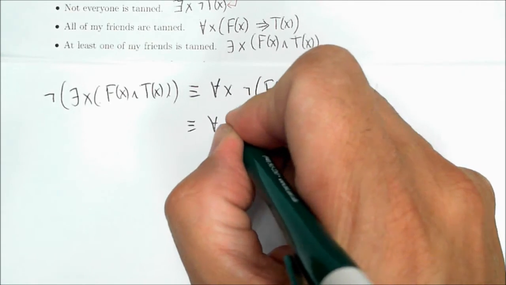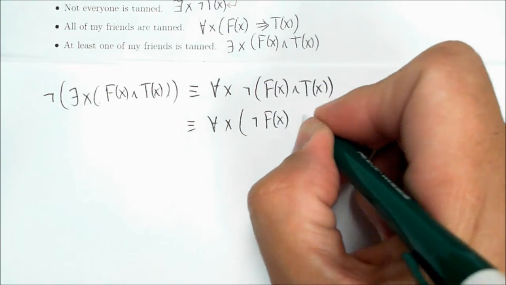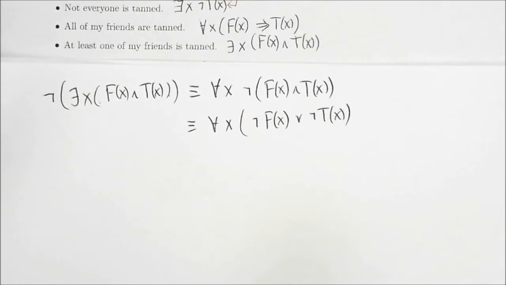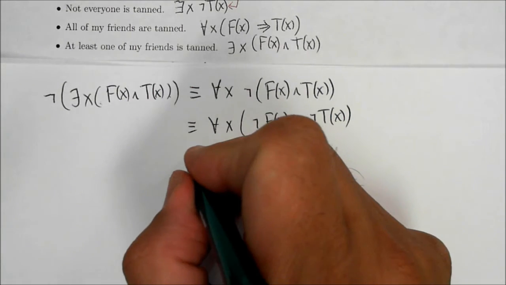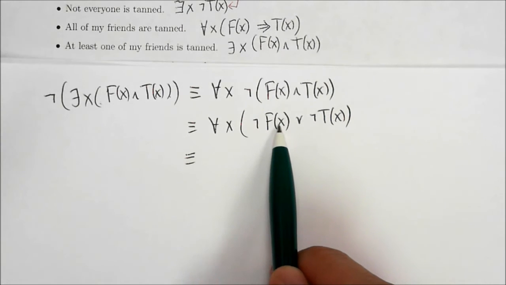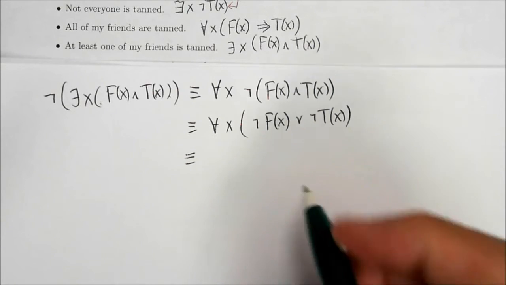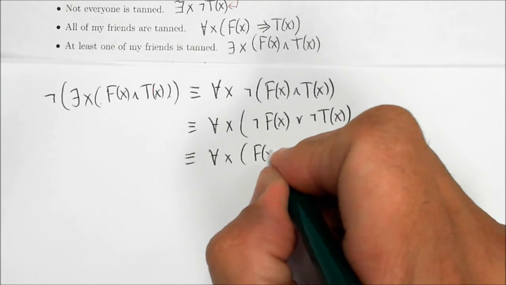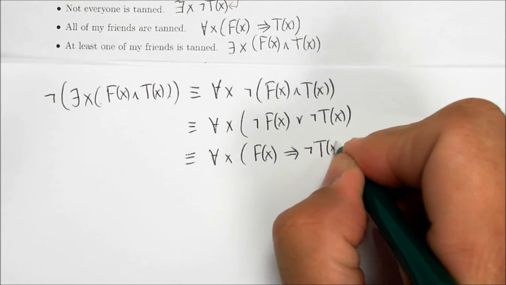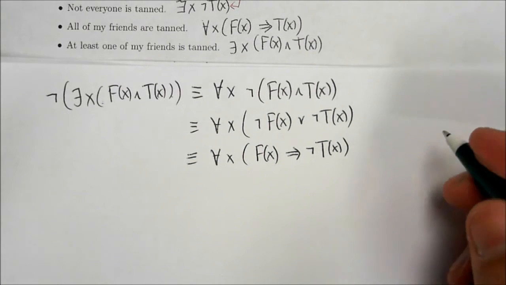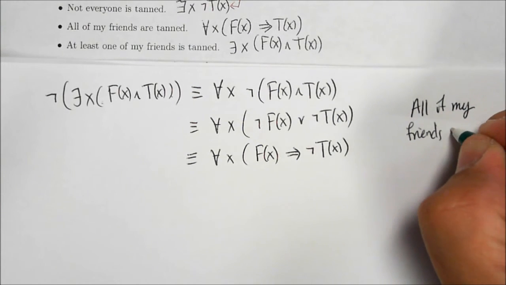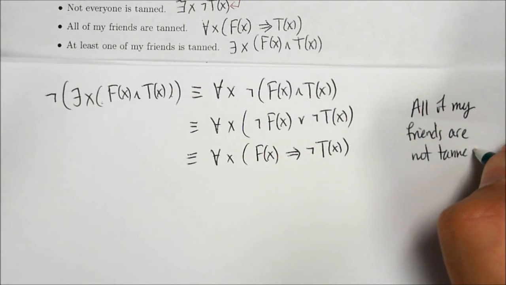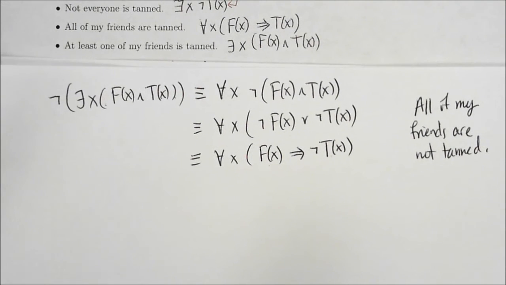So that's the same as saying for all x, not f of x or not t of x. Okay. Now this is certainly correct. I'm going to rewrite this into the implication form. This is not p, so there's my p, not p, or this whole thing is q. So for all x, f of x implies not t of x. And so this would say that all of my friends are not tanned. If somebody is my friend, then that person is not tanned. So that would be the reversal.